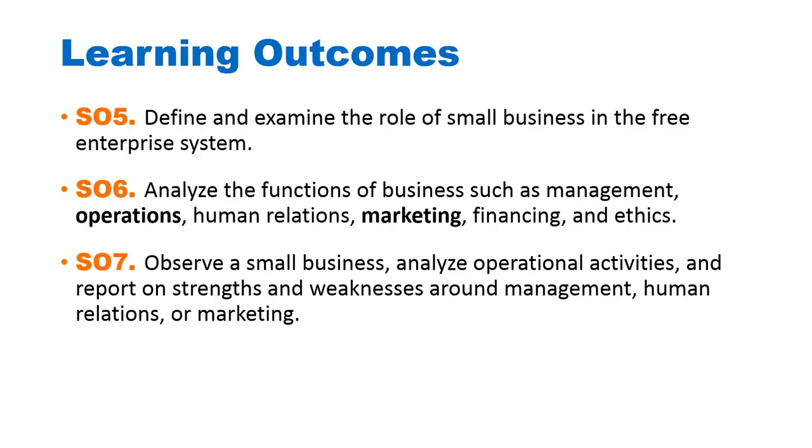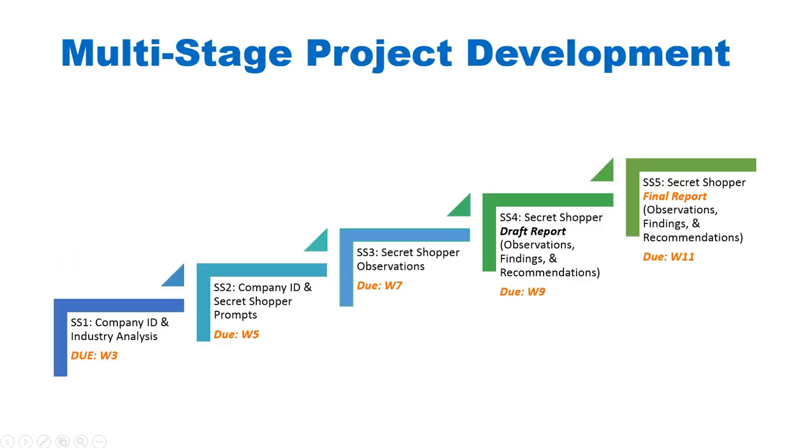Throughout the development of this multi-stage project, you will be delivering these learning outcomes more or less through the 5 stages. So you will examine the role of a small business in the free enterprise system, and you will analyze its functions, specifically around operations and marketing, and your final product will be to issue a report on its strengths and weaknesses. The Secret Shopper project is developed over 5 stages.